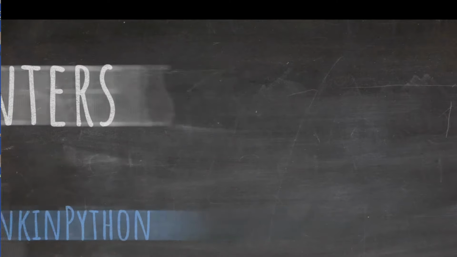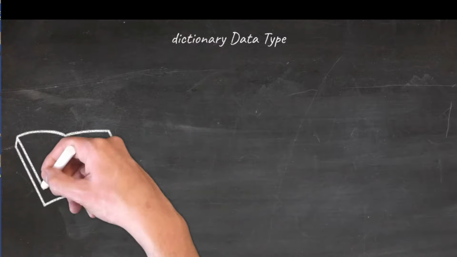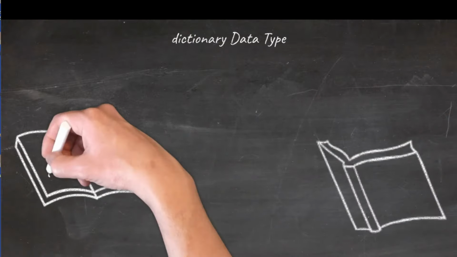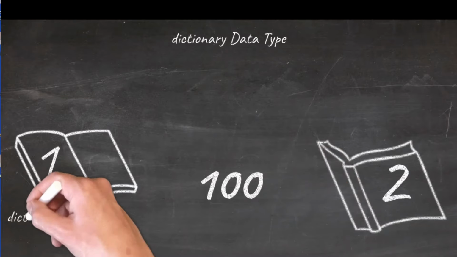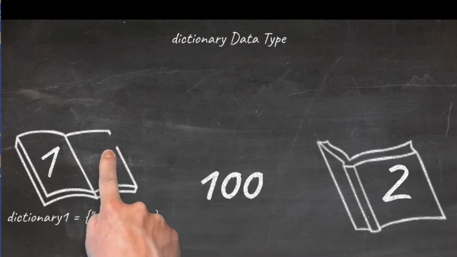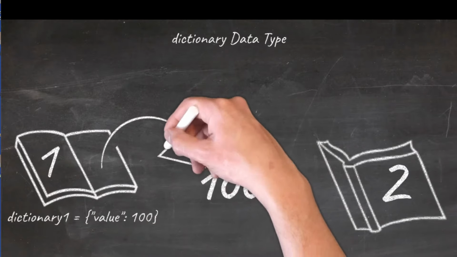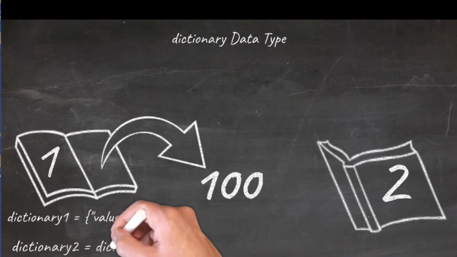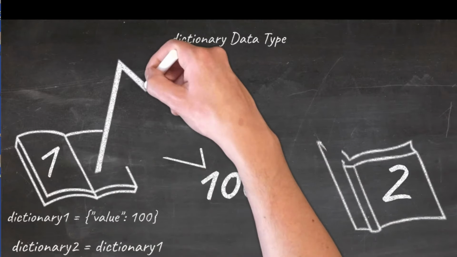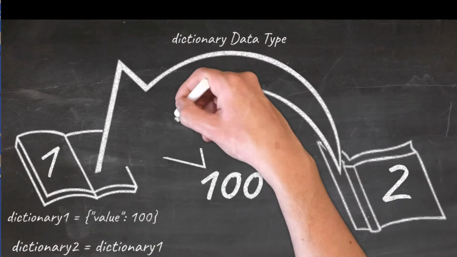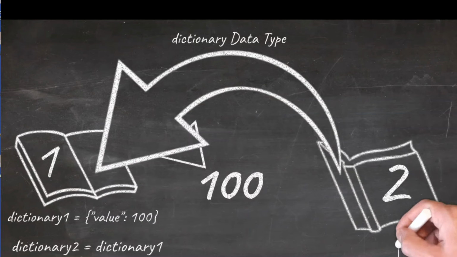We have to look at dictionaries to understand this. So we look at the dictionary data type. We have dictionary 1 and dictionary 2. Okay, we have the value of 100. So let's make dictionary 1 the value of 100. Now we're going to make dictionary 2 the value of dictionary 1. Okay? So now 2 is pointing at 1, and 1 is pointing at 100. We have to understand this concept here to understand what values we are actually pointing at.